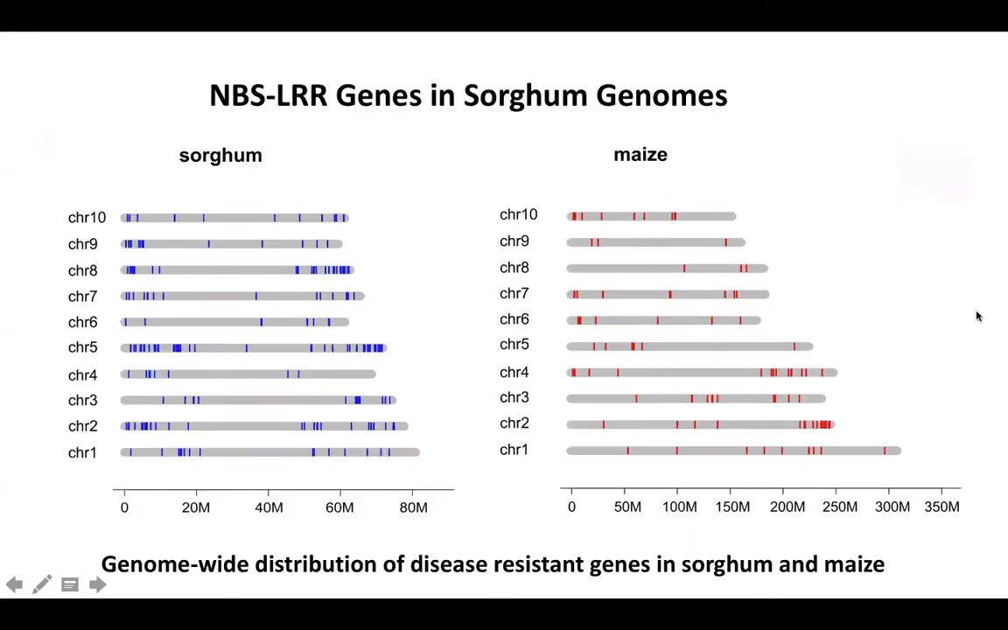Among these genes, one typical class is disease resistance genes. Disease resistance genes usually have multiple copies. To characterize disease resistance genes in maize and sorghum, we did a whole genome scan and found that maize has far fewer R genes than sorghum.